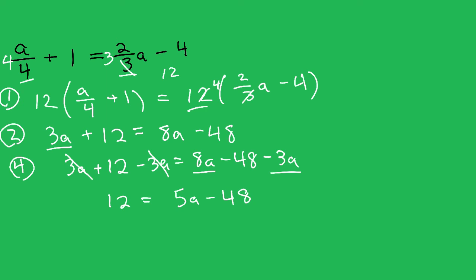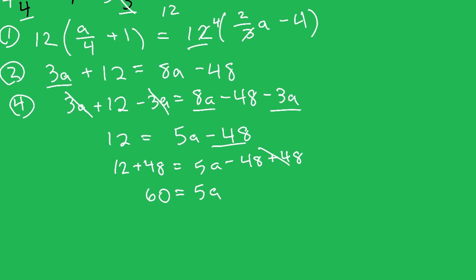Now we need to get this 48 on the other side. So we'll do 12 plus 48 equals 5a minus 48 plus 48. 12 plus 48 is 60. That's not a 6, this is a 60 equals 5a. And step 5 is to use the multiplication property. So we're just going to divide by 5 on both sides to get a by itself. So it's going to give us 12 equals a. That's our solution. I'll leave it to you guys to check that.